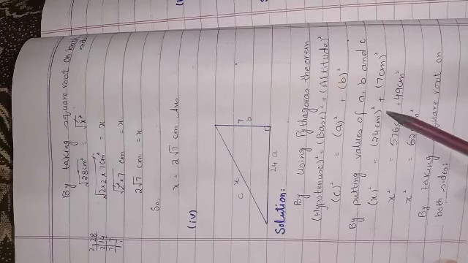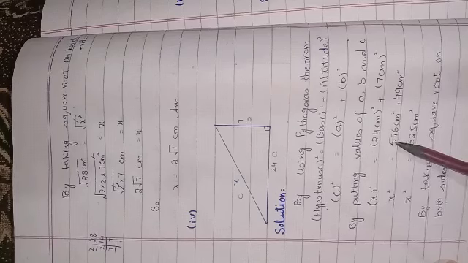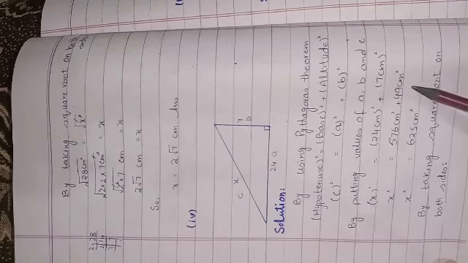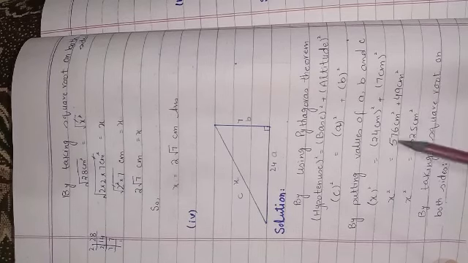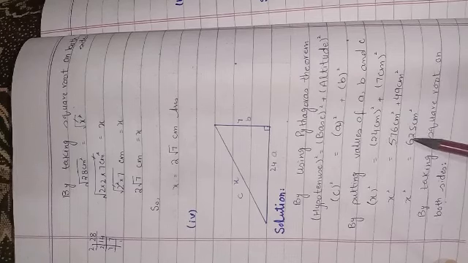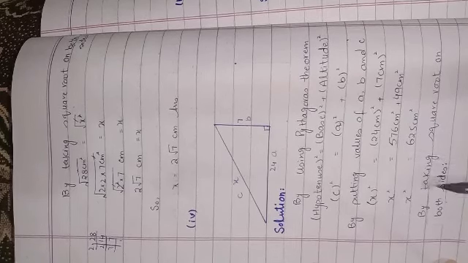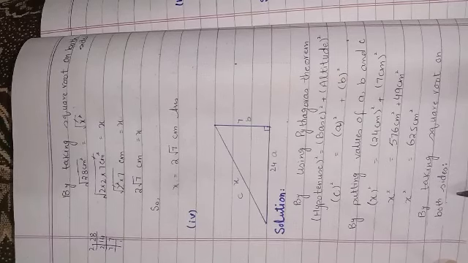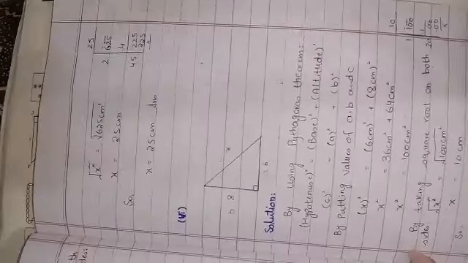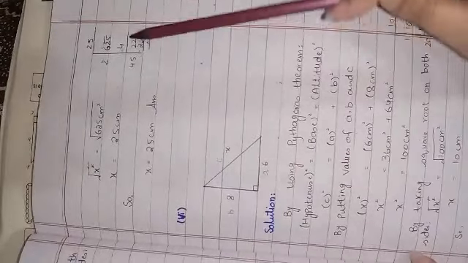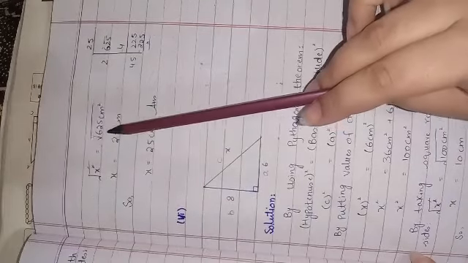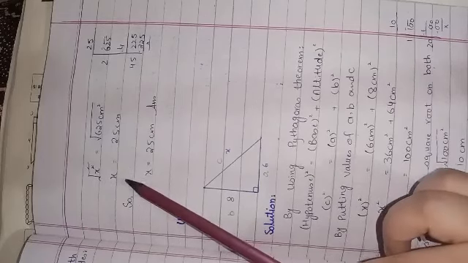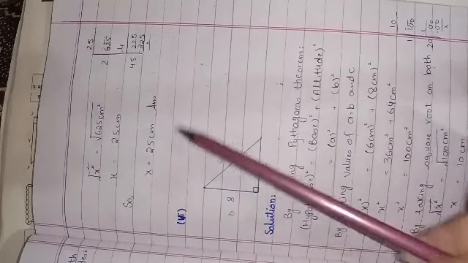24 centimeter square, when we open it, we get 576 centimeter square. 7 centimeter whole square, we get 49 centimeter square. By adding both values, we get 625 centimeter square. As you know students, we have to find out the value of x, so we will take square root on both sides. Now students, here is the working of our square root, and the square root of 625 is equal to 25. Square of x cancels with square root, so the value of x is equal to 25 centimeter.